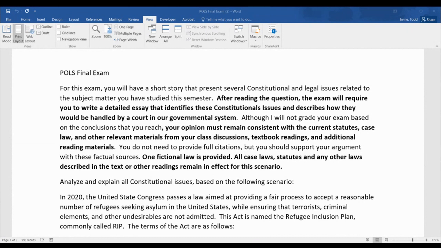As it says there, for this exam, you'll have a short story. It's going to give you those constitutional legal issues related to subject matter you've studied this semester. By the way, this is cumulative, so it does go back to those chapters on civil rights, civil liberties, etc. After reading the question, the exam is going to require you to write a detailed essay that identifies these constitutional issues and describes how they would be handled by a court in our governmental system.